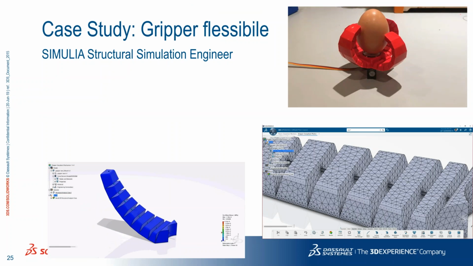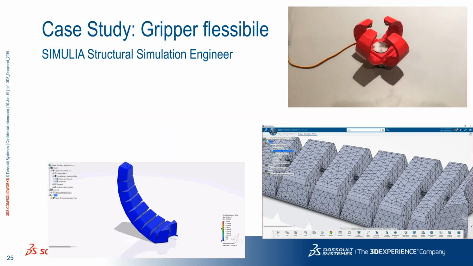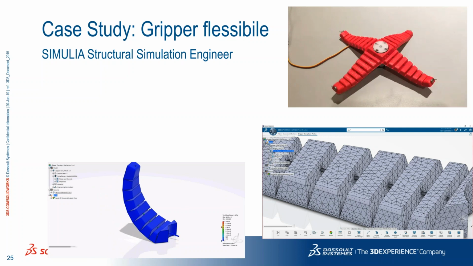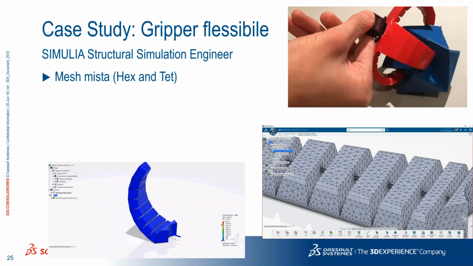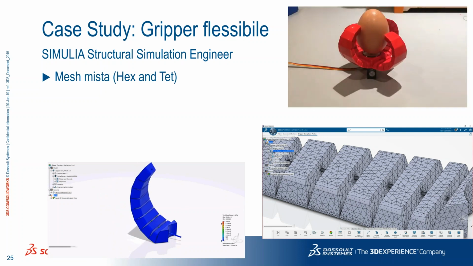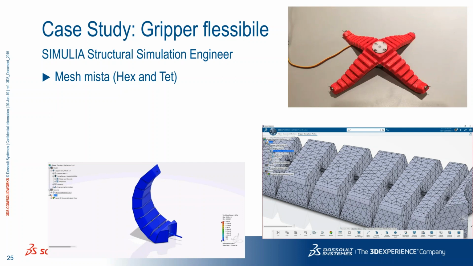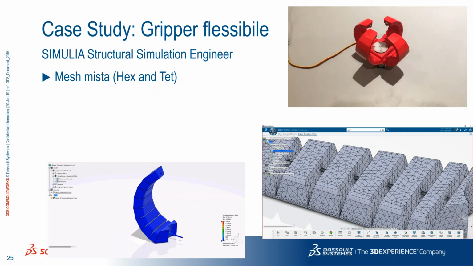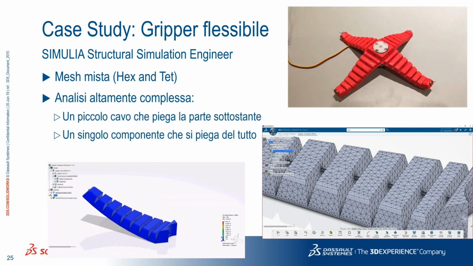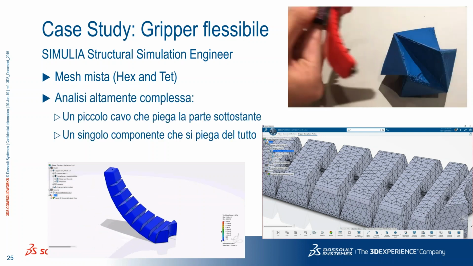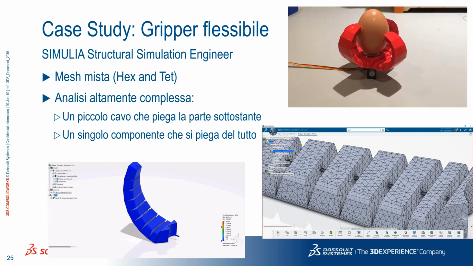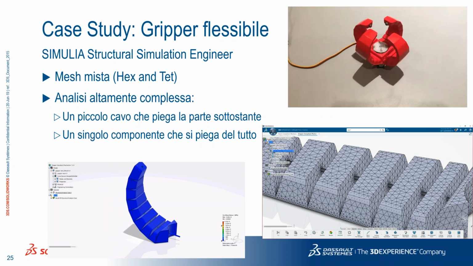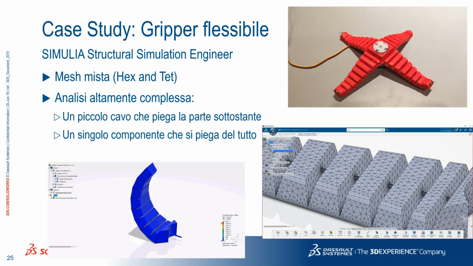So now let's talk about the third case. It's a flexible gripper. This is for a robotic simulation. Sorry for the Italian, it was a mistake. It's a mixed mesh. So I've used a hex and tetrahedral together in the same environment, the same domain. It's a highly complex analysis because we have a cable that is pulling the top of the gripper, and so it's producing this bending of the gripper itself.